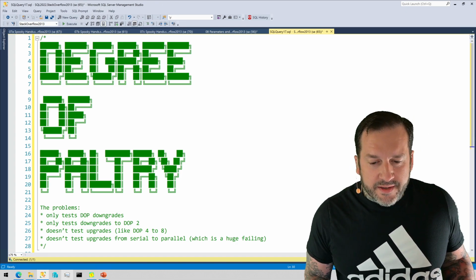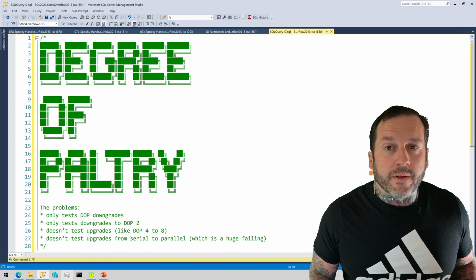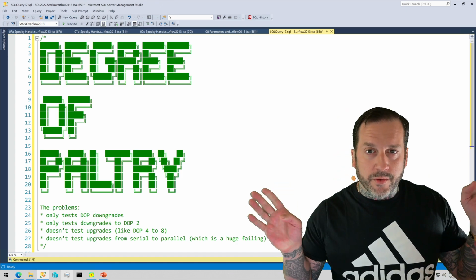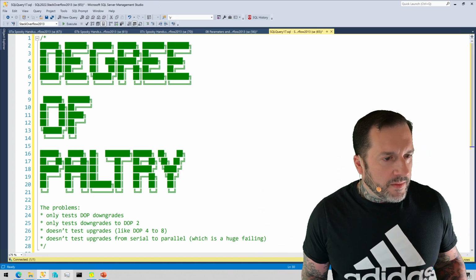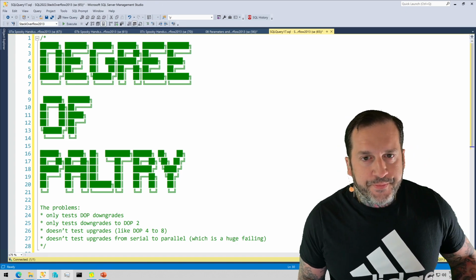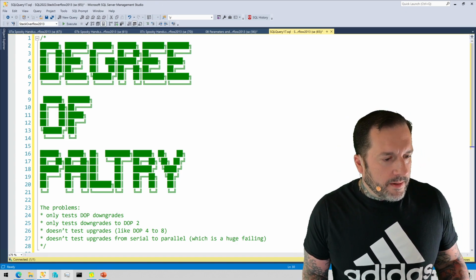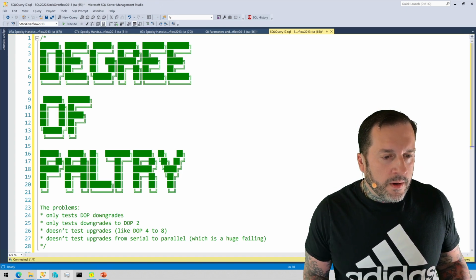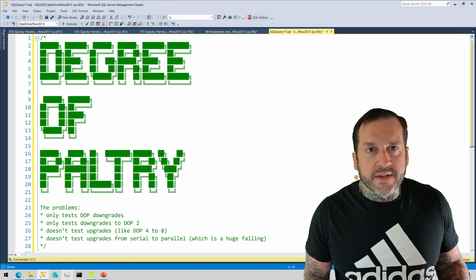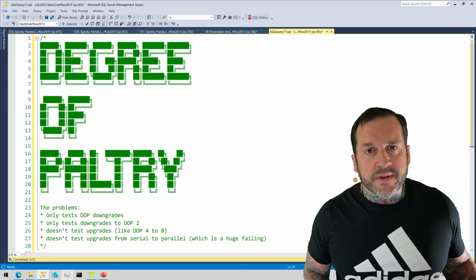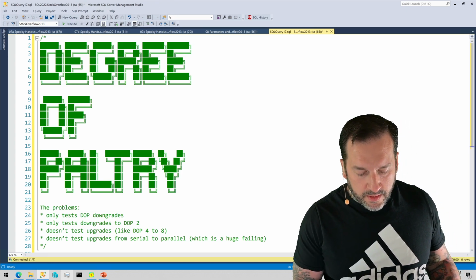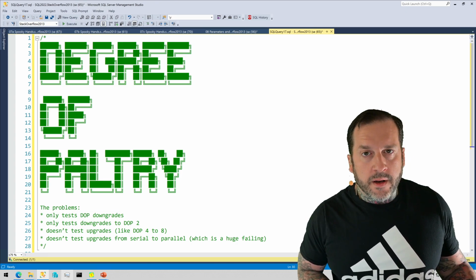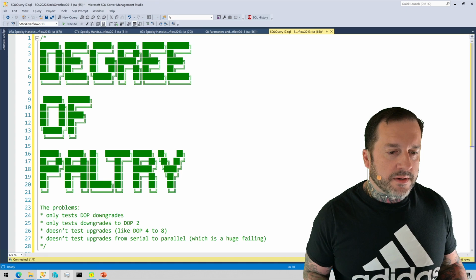It also won't test upgrades from a serial plan to a parallel plan. That doesn't happen. Probably get some more malarkey about needing a recompile, but we all know that's not particularly true. And so, if you have queries that are running for, I don't know, 5, 10, 20, 30 seconds, and there is nothing specifically inhibiting them from going parallel, then why not test an upgrade to a higher DOP to bring the duration of those queries down?